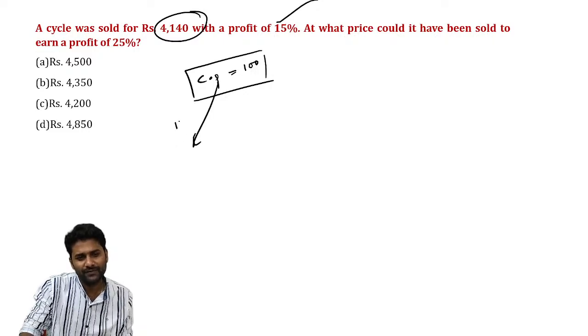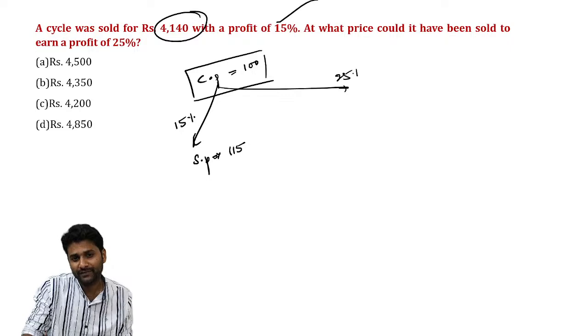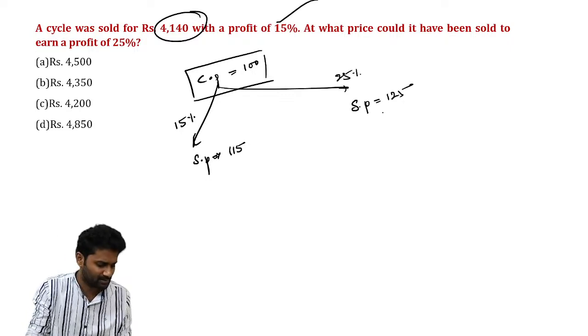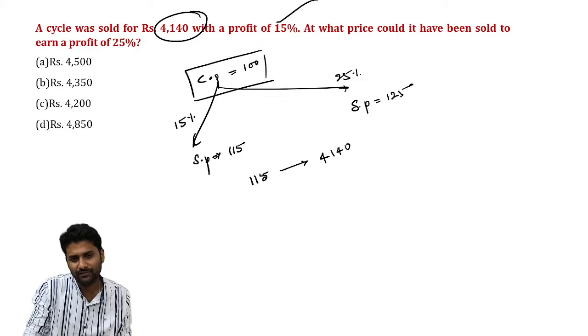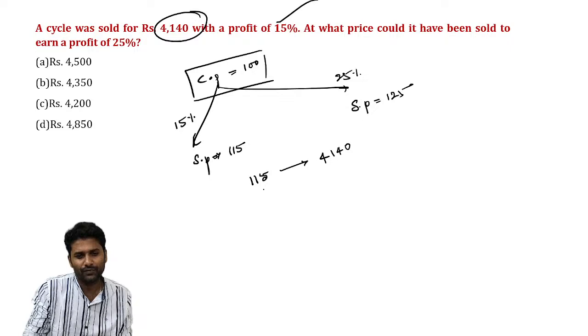If I sold it for a 15% profit, definitely the selling price is equal to 115. But I'm expecting a profit of 25%, then I have to sell it for 125. So this is a normal transaction. Compare the data. If 115 units is equal to 4,140, right? Is it clear? Let's go for the calculation.